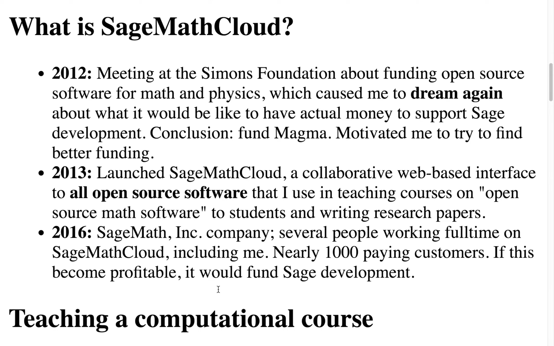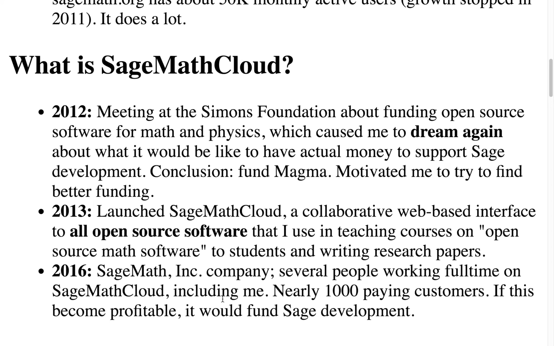Okay, so next, what is Sage Math Cloud? So Sage Math is a piece of free open source software. It's very big and complicated, and it's meant to be an alternative to Mathematica, Maple, MATLAB, etc. Okay. Next, there's Sage Math Cloud. So in 2012, I was invited to this exciting meeting at the Simons Foundation's headquarters in New York City, and sort of they asked us in the letter, think big. What would we do if we had on the order of $10 million to support the development of open source software in math and physics?